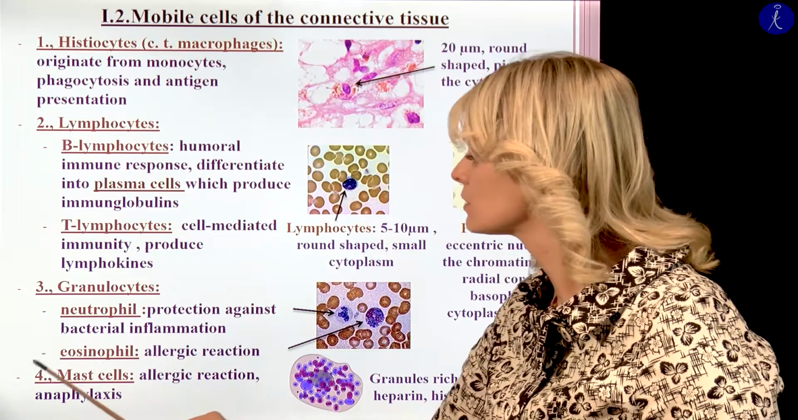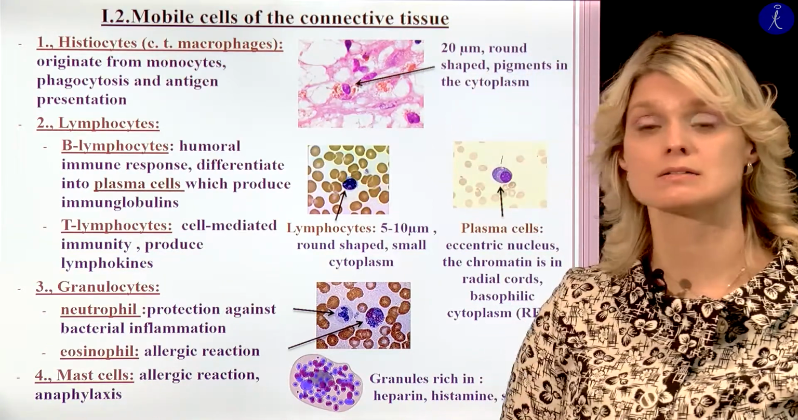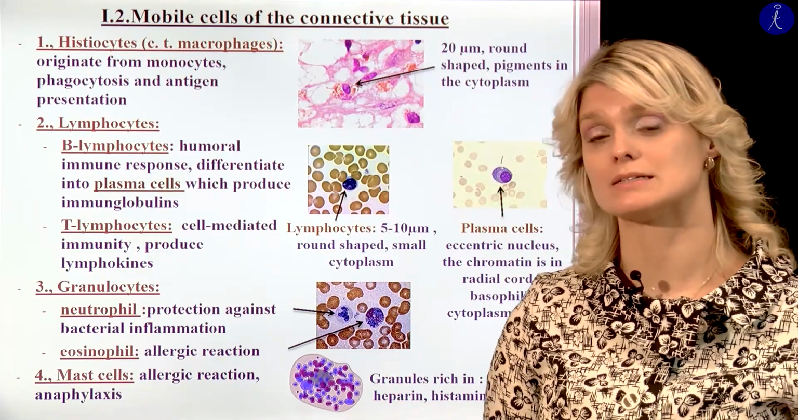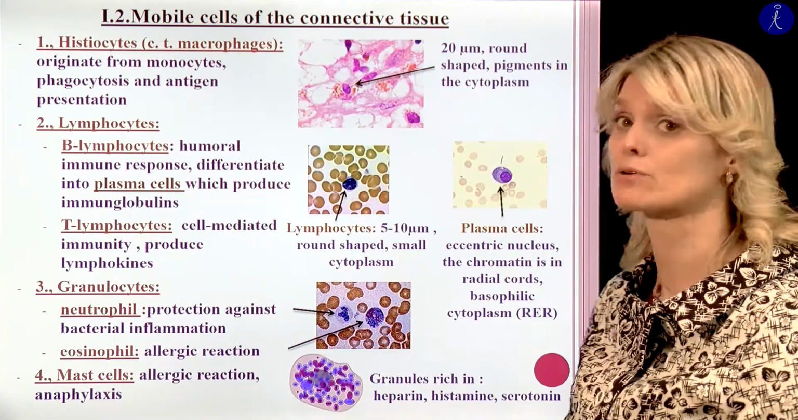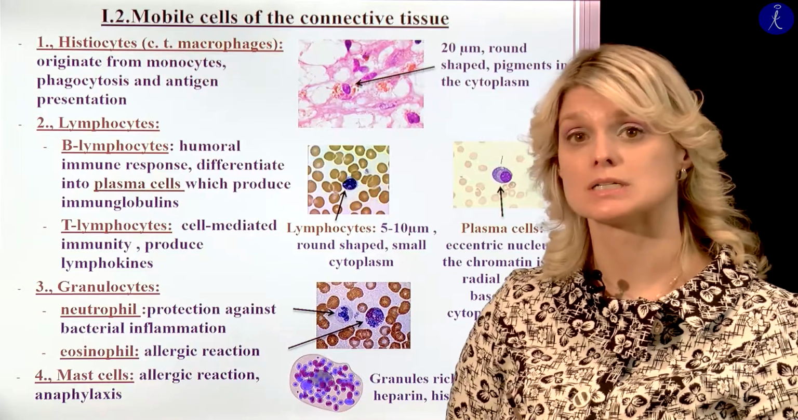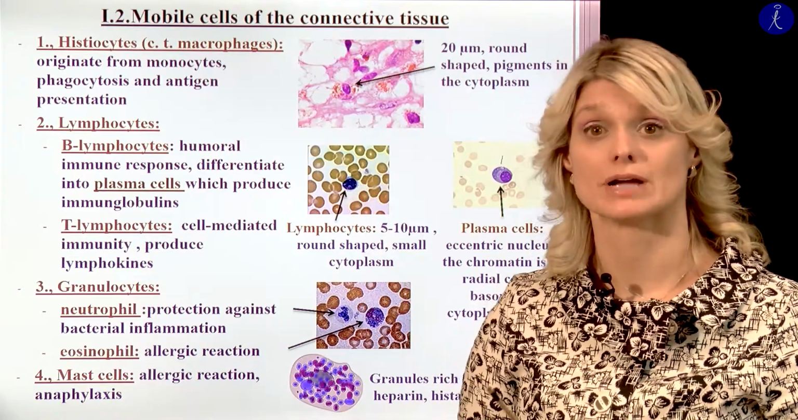And finally, I would like to mention the mast cells. The mast cells are also located in the connective tissue. Here we have heparin and histamine in the granules, and they are really important in the allergic reactions.